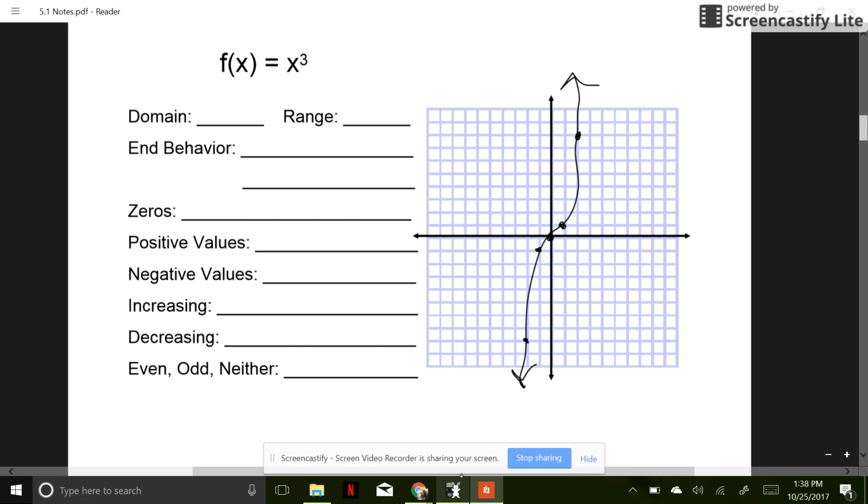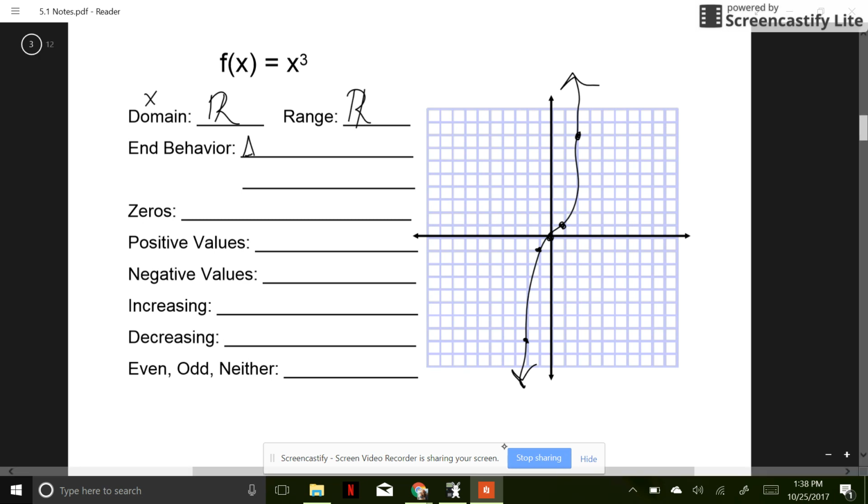Domain, remember, is all of the possible x values. If you notice, we're going down and to the left forever, and then up and to the right forever, so that encompasses all of the x values. The domain is all real numbers. The range, again, goes down forever and up forever, so the range is all real numbers, from -infinity to +infinity.